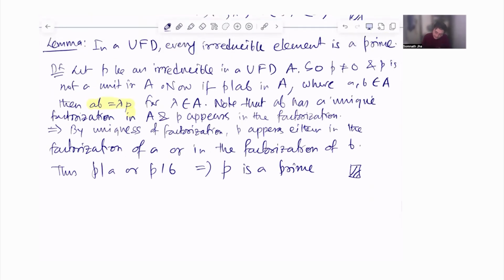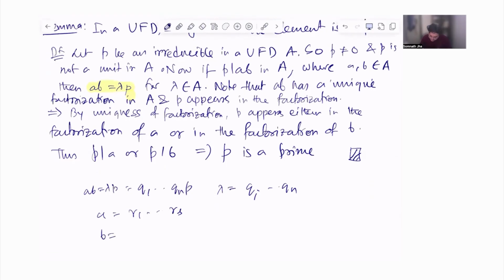So what did you do? See, you look at this again. AB equal to lambda times P, and then you write it as Q1, Q2, ..., Qn into P, where lambda equal to Q1, Q2, ..., Qn is the factorization of lambda. On the other hand, A you write as R1 to RS, these are factorizations into irreducibles, and B you write as a factorization T1, T2, ..., Tm. Then AB equal to R1 to RS and T1 to Tm. And AB is also equal to Q1, Q2, ..., Qn into P, right? But these two factorizations are the same.